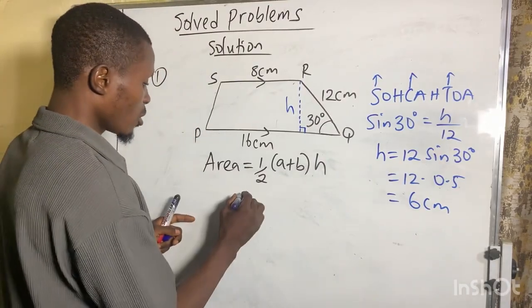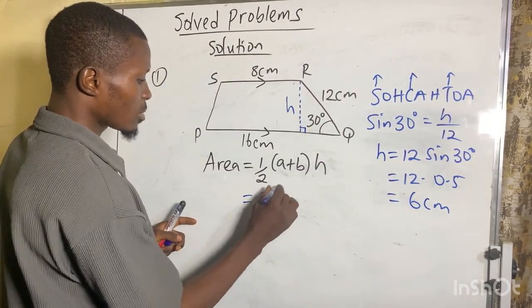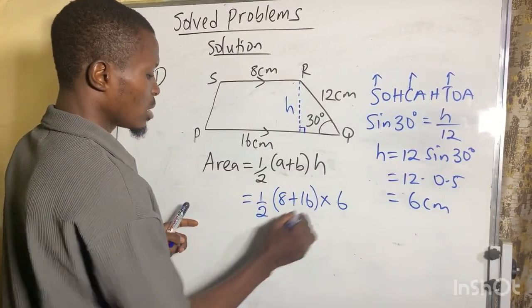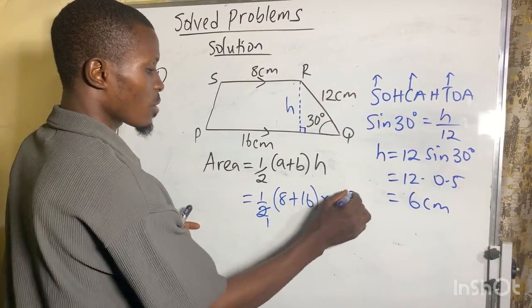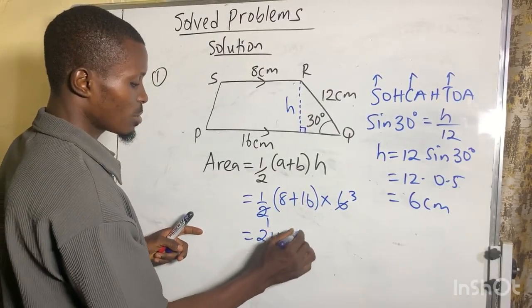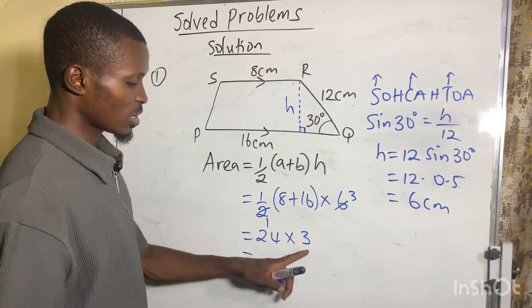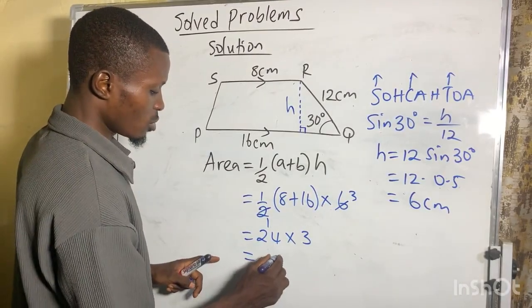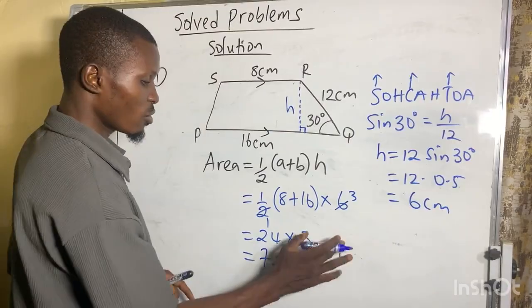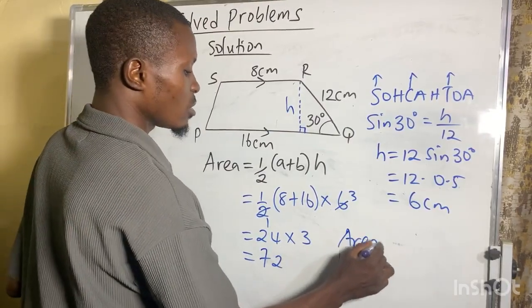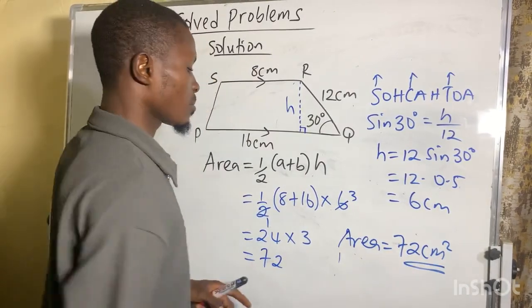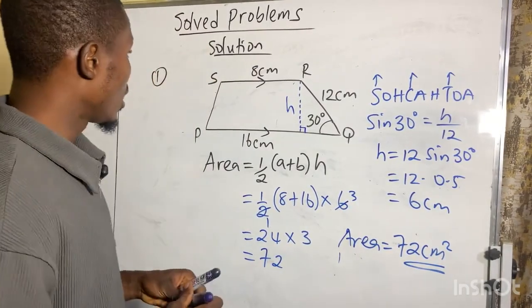Substitute here. Your area is given by half into 8 plus 16 times 6. 2 into 6 is 3. You have 8 plus 16 is 24 times 3. 3 times 4 is 12, you have 2 carry 1, 3 times 2, 6 plus 1, 7. So therefore, the area is 72 centimeter squared. That is it for number 1. We move to number 2.